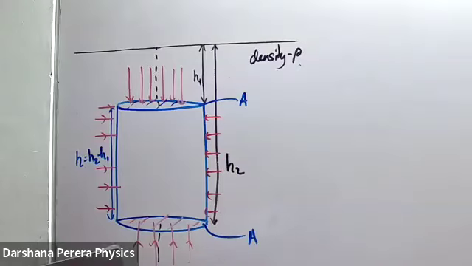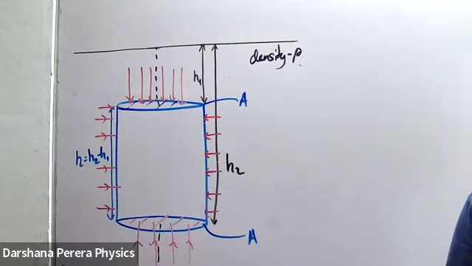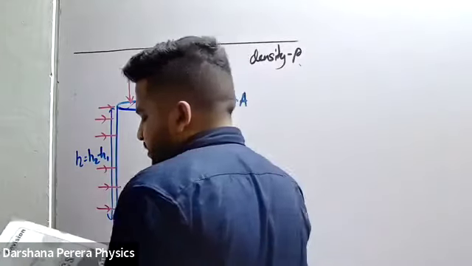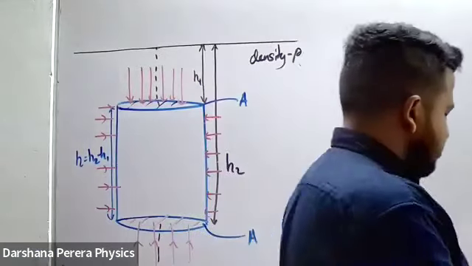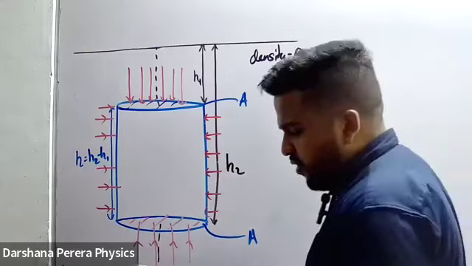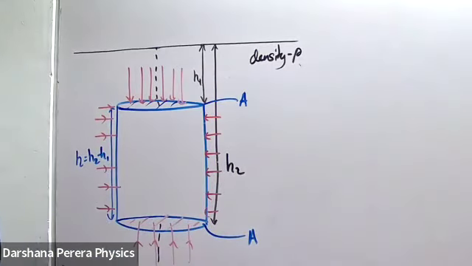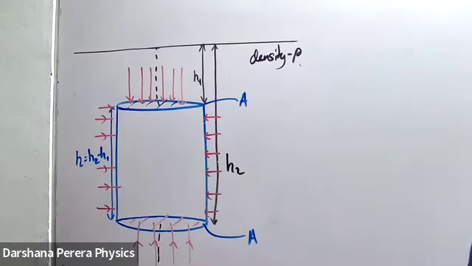Then write down: the force on the curved surface gets cancelled, and the only forces acting on the object are the forces acting on the bottom and upper cross sections.